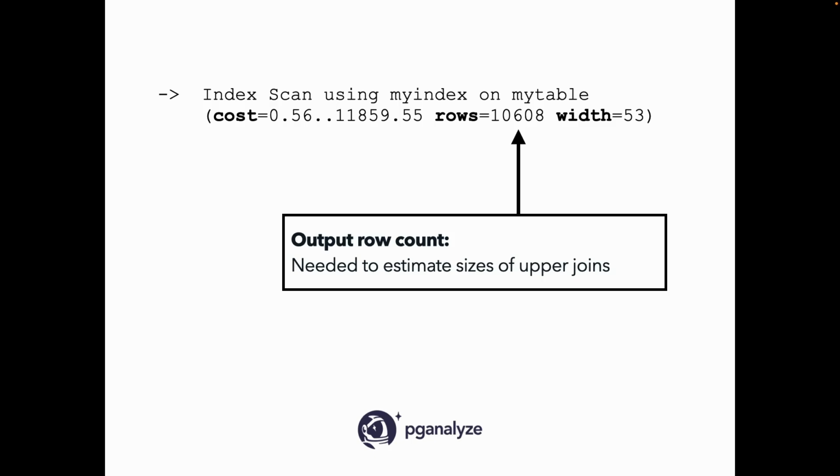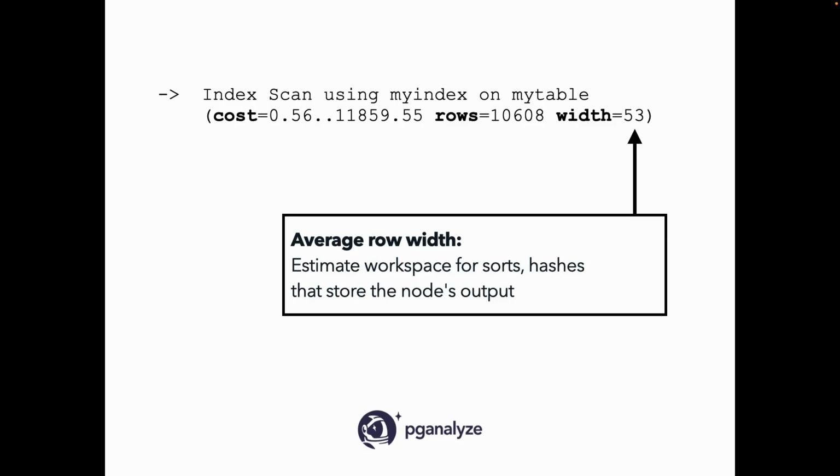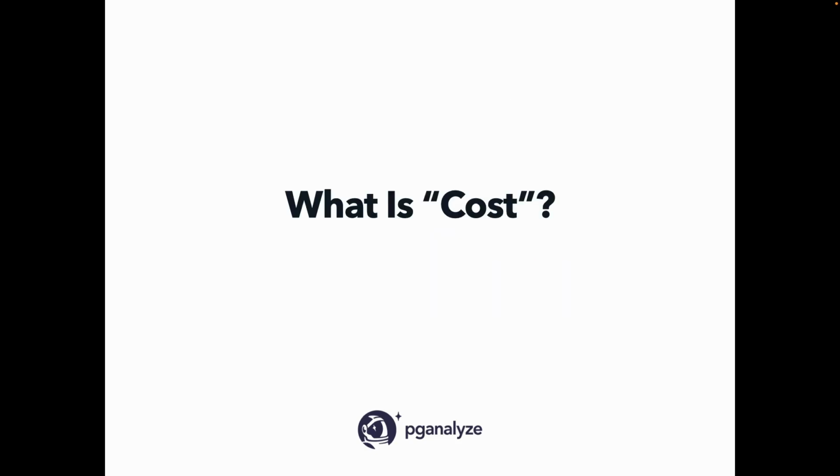Output row count, simple, right? We're just returning how much data is being returned from that node, which then influences join behavior, for example, join choice. And the row width is also important. If you have very wide rows, that might impact sorts, hashes and such. What is cost really?